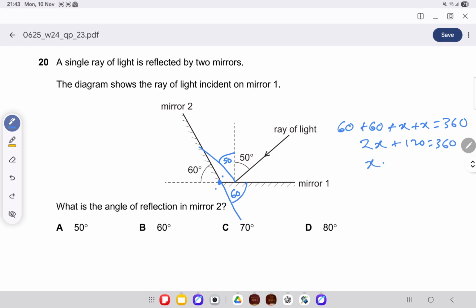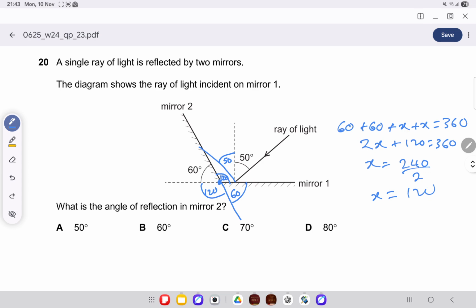So I have my x equal to, I subtract my 120 from 360. That gives me 240. So 240 over 2. So my x is equal to 120, which means my angle here is 120 and my angle here is also 120. All right. Good. So that's my angle here, which is 120. This is my angle, which is also 120.